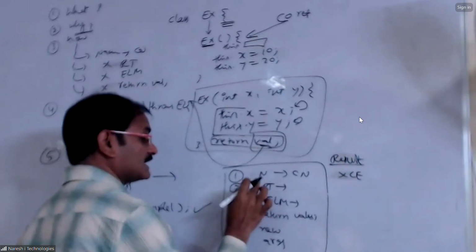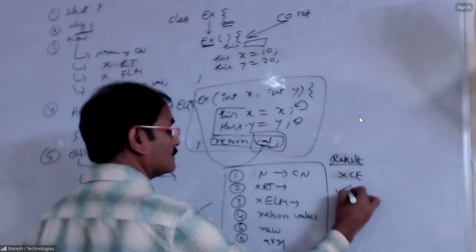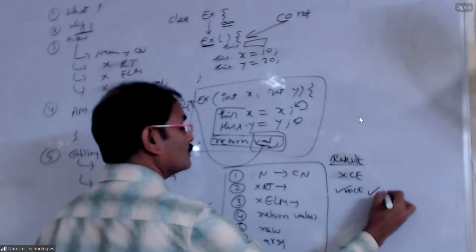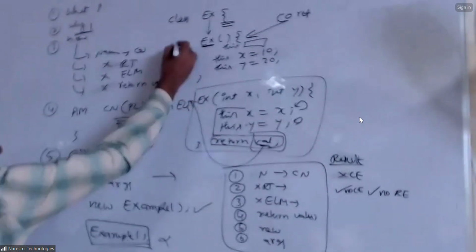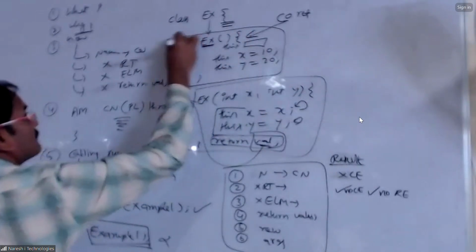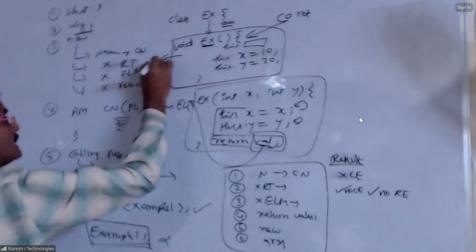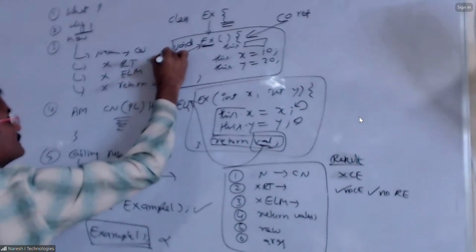If you take a return type for the constructor, there is no compile time error and no runtime error. Again repeating, if you define a constructor with return type void, there is no compile time error. It is considered as a method.